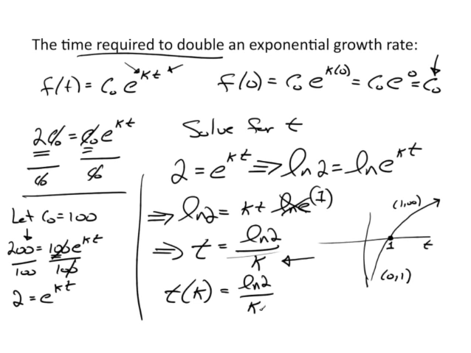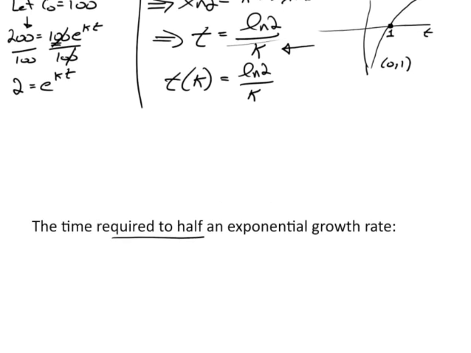Now if k was negative, I would have a decay model, so t would end up being negative. Well, that should make you scratch your head. Of course, that doesn't make any sense. If I have a decay model, can I expect to double the amount that I have? No, I can't. So what this is really saying is, if you have a decay model and you're trying to figure out how long it's going to take to double something, it's going to take negative time, meaning there is no solution. It doesn't make any sense. You're dealing with a decay model. So actually, let's go ahead and look at the decay model now.